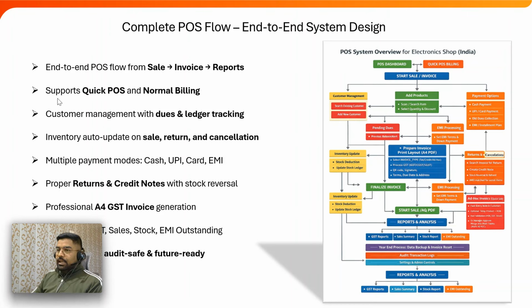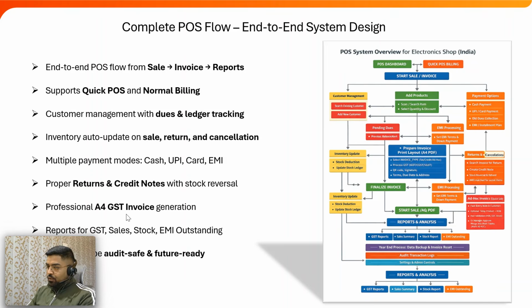So I will quickly zoom into this flowchart so you will be able to understand. Before that, I will read something out. End-to-end POS flow from sales to invoice to report, support for quick POS, normal billing, customer management, inventory auto update, multiple payments: cash, UPI, card, EMI, proper return and credit, and a professional A4 GST invoice.